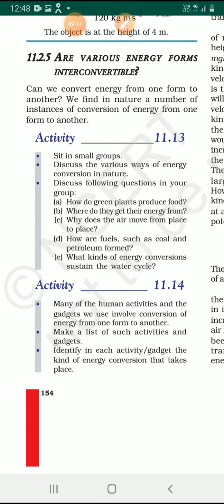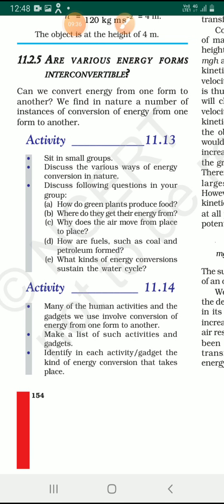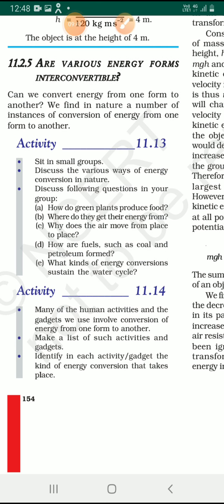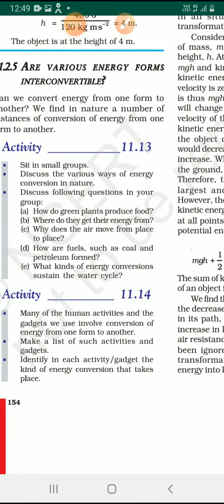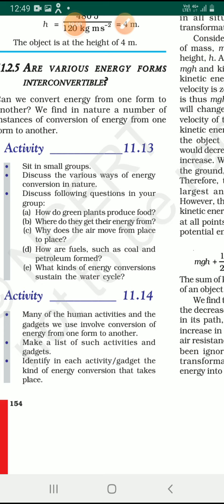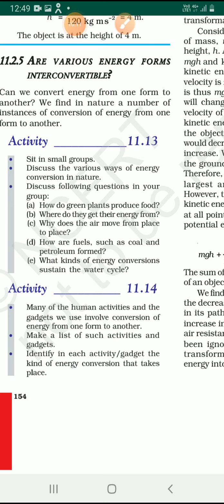How are fuels such as coal and petroleum formed? As I told you in the classes last year, I think your biology sir also told this. Let me tell you once again. Coal and petroleum were formed millions of years ago. Due to some natural disasters, the living things got embedded in the earth's crust, and due to pressure over a long time they converted into fossil fuels. Fossil fuel means nothing but things such as coal and petroleum. Got it? So what kind of energy conversion sustains the water cycle?